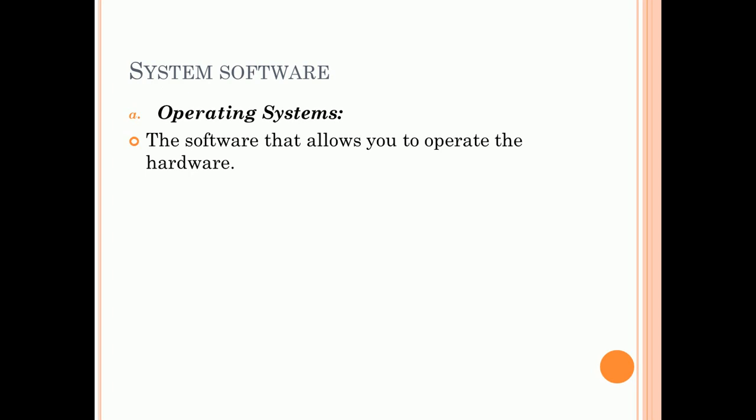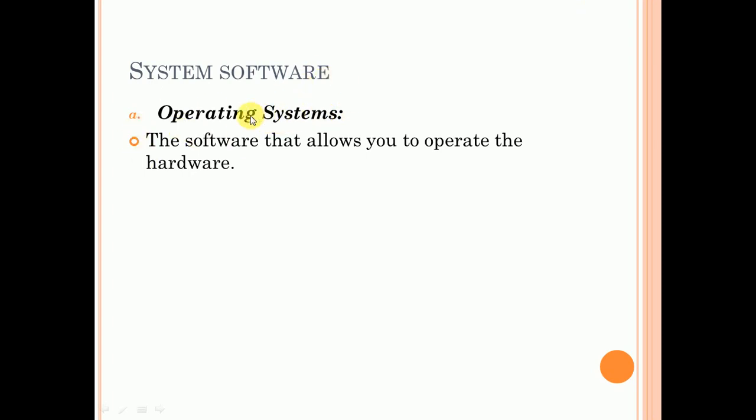Microsoft Windows. One example which we use today as an operating system is Microsoft Windows. Windows 7, Windows 8, Windows 10, all these are Microsoft Windows operating systems. So different examples are Microsoft Windows, Linux, disk operating system, Apple operating system. All these are examples of operating systems.